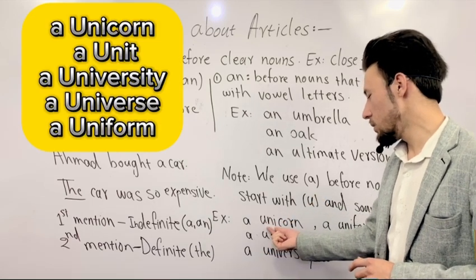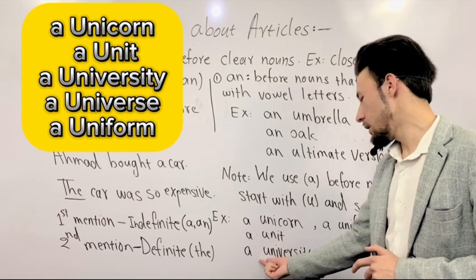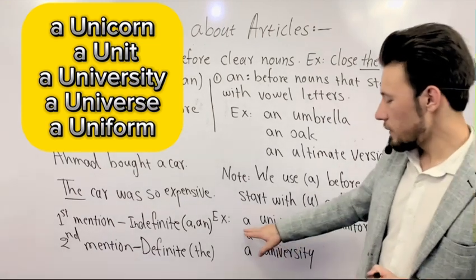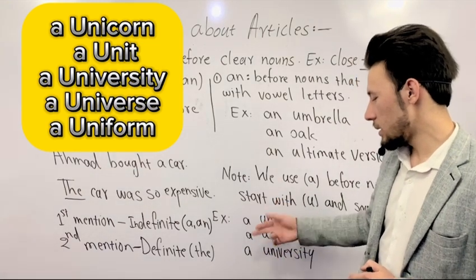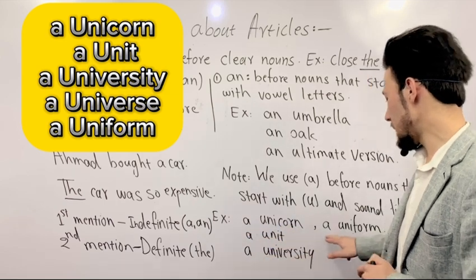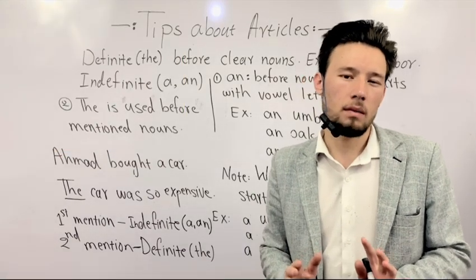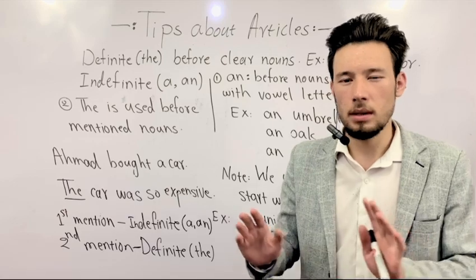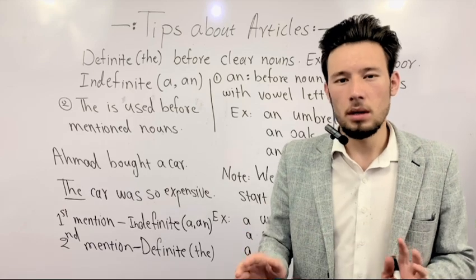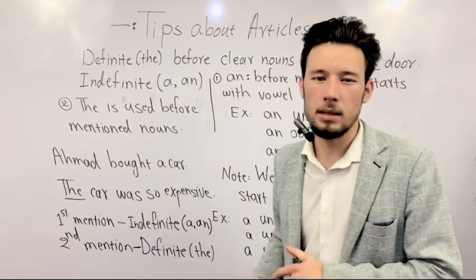The point here is that if our noun starts with "u" and it sounds like itself, like unicorn or unit or university or uniform, we use the indefinite article "a" rather than "an." A unicorn, a unit, a university, a uniform. In this case, if our word starts with "u" and it's pronounced like the letter itself, we just ignore the general rule of using the indefinite article "an" before that noun.